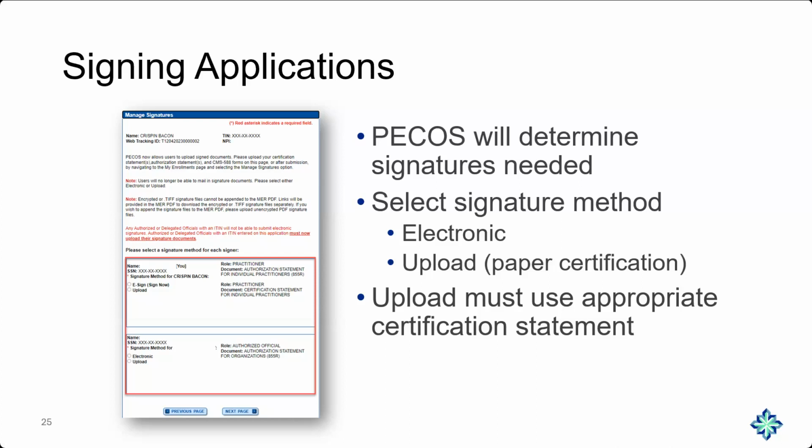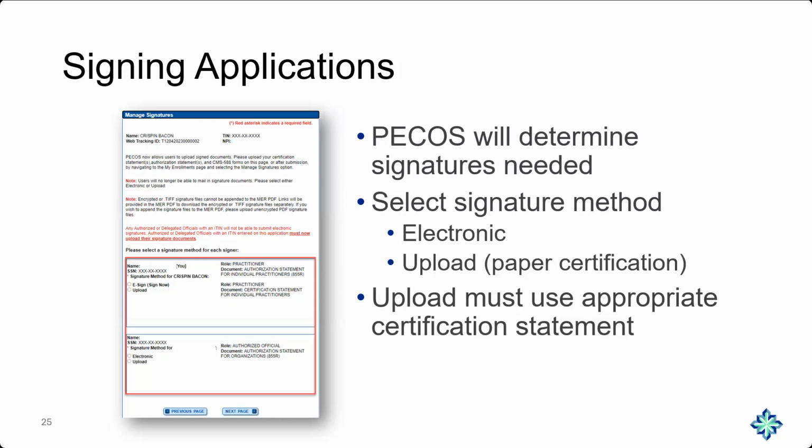It also doesn't involve paper. So e-signing means you're signing now, and if you're signing for an individual practitioner through their enrollment, it's going to sign as they're submitting. If you have an authorized official or a delegated official, you're going to say they're signing it electronically. It's going to send that person that's identified in the certification statement an email, and they're going to have 30 days to go in and sign it.